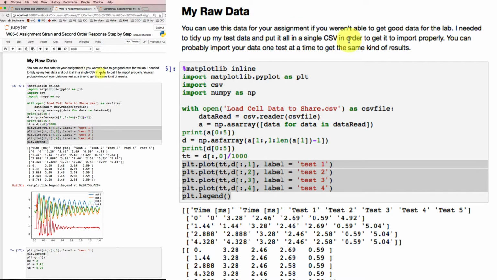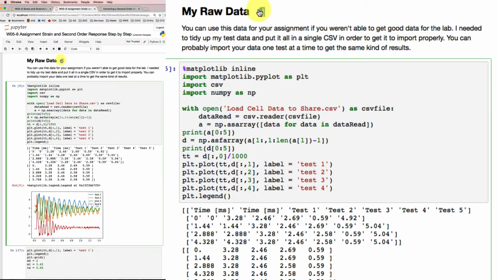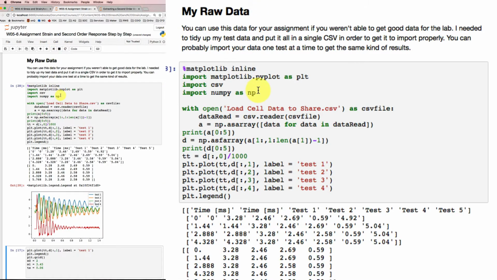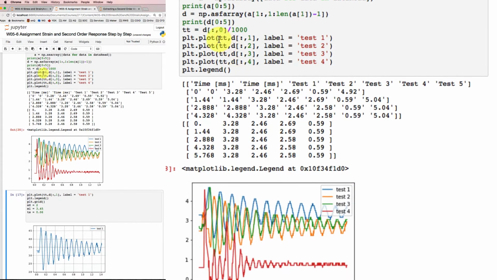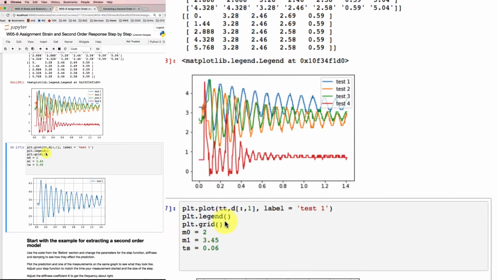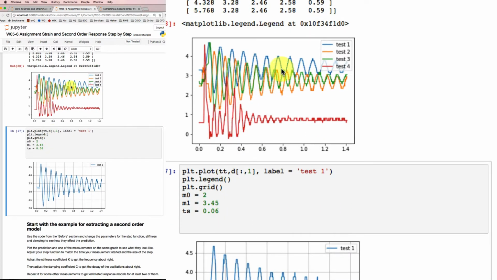I'm going to start with my own raw data, and built right into the assignment was the code necessary to import that data. So if I run that code, it loads up the data and it plots out the results that I got. Now this red one looks like it was bouncing up and down a little crazy. I think that was too small a weight, dropped from too high above the bucket to get some good results from. But that blue one looks a little more reasonable. So let's have a look at the blue stuff. That's test number 1.